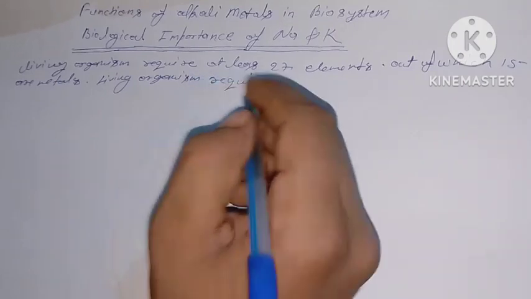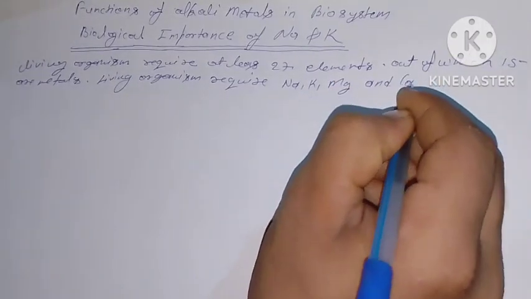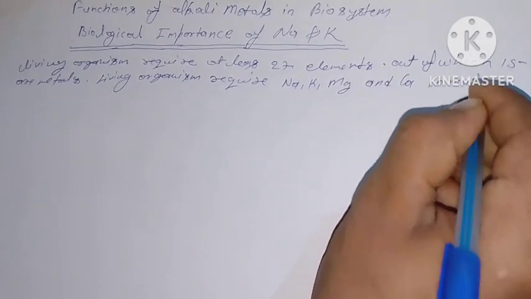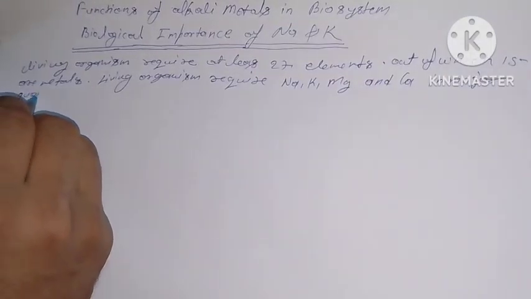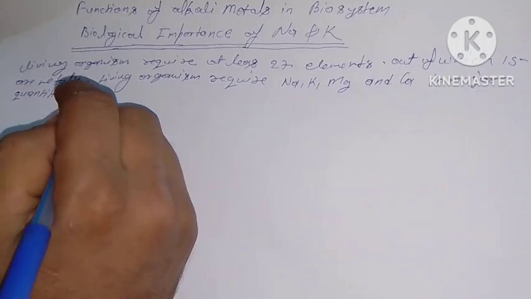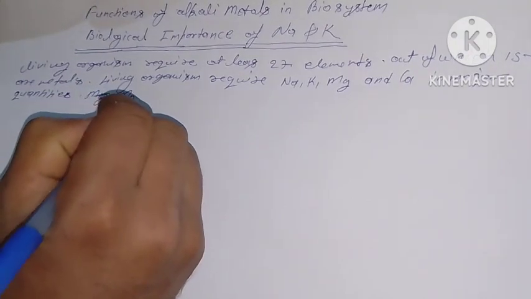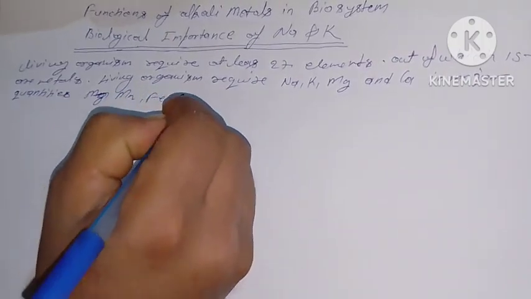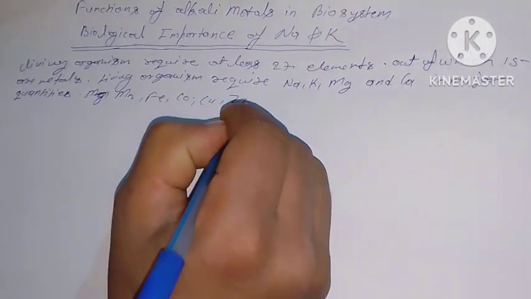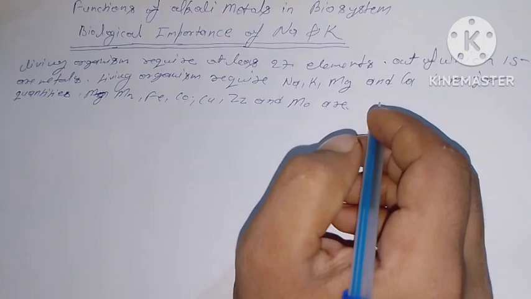Living organisms require sodium, potassium, magnesium, and calcium in major quantities. Manganese, ferrous, cobalt, copper, zinc, and molybdenum are required in minor quantities.